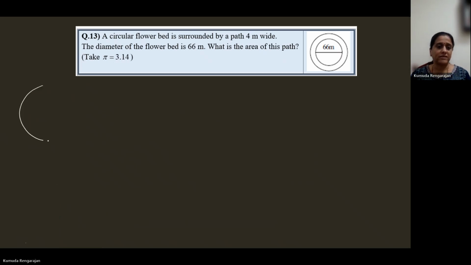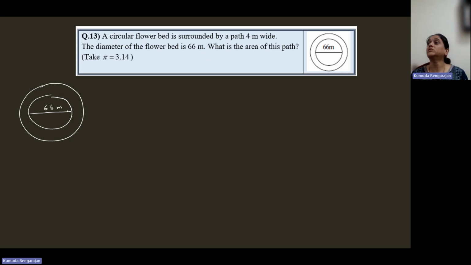See, circle. Actually, no, see here. This is 66, right? Look at it. 66, right? How much is this here? 4. How much is this here? 4. Correct? What is the value of small d? That is the inner diameter, 66. So what is the inner radius? 66 by 2, 33 meters. What's the value of the outer diameter? 4 plus 66 plus 4, because the outer diameter is from here to here, right?